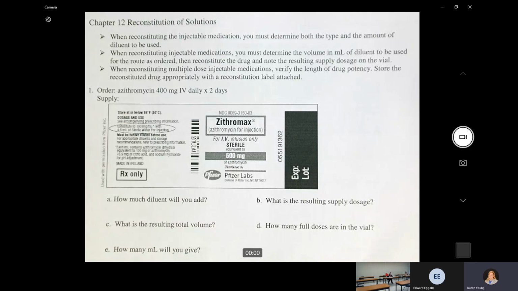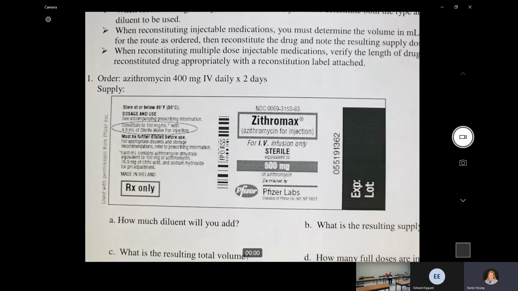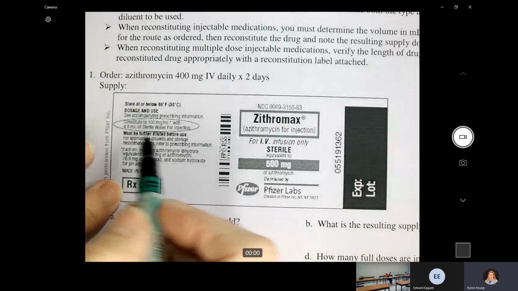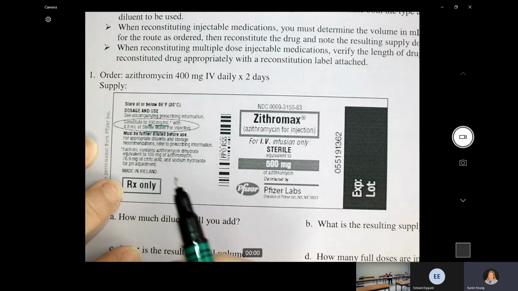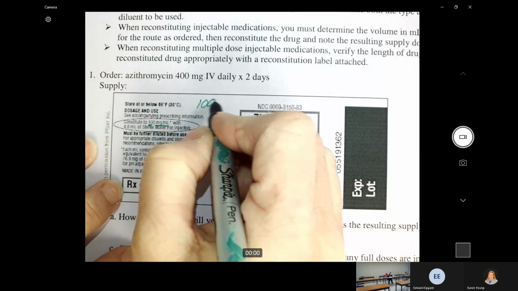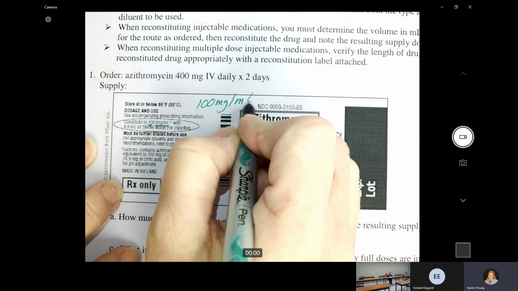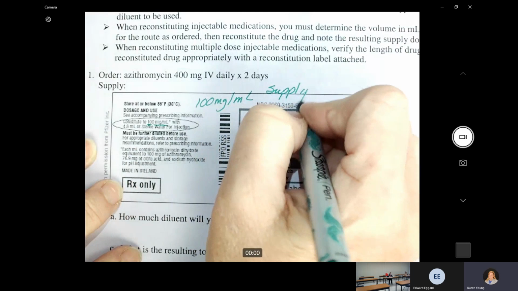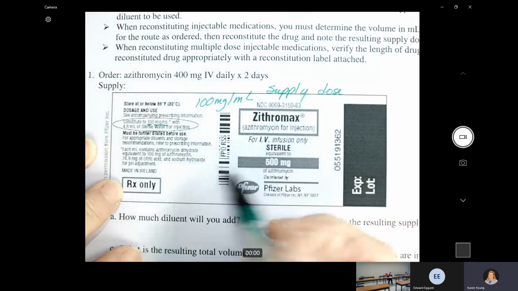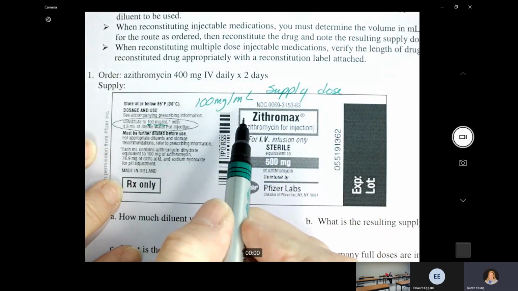And I've got this circled. I'm going to try to zoom it in a little bit more. So if we look right in here, it says constitute to 100 milligrams per milliliter. This 100 milligrams per milliliter is what's called our supply dose. That's our dosage strength over our dosage form.